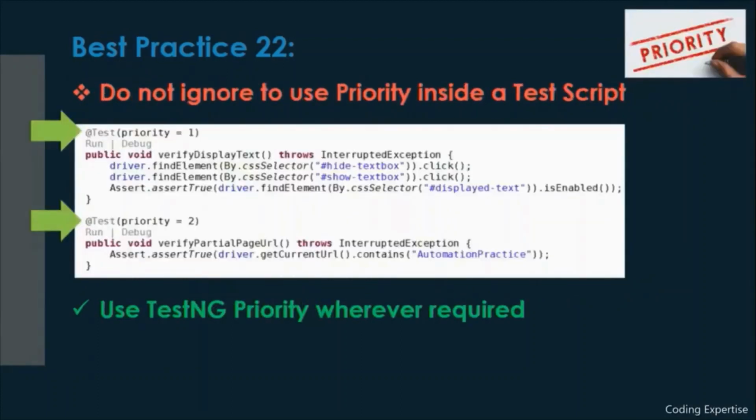TestNG has provided various options. We must understand the importance of them and use them wherever applicable. Priority is one of the important attributes that defines the order in which the test cases need to be executed. Verify display text takes the first priority and verify partial page URL takes the second priority. So this gets executed first and then the second one. Let's move on.